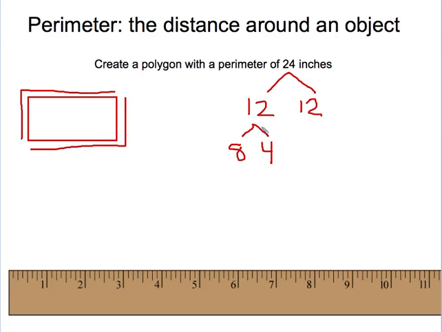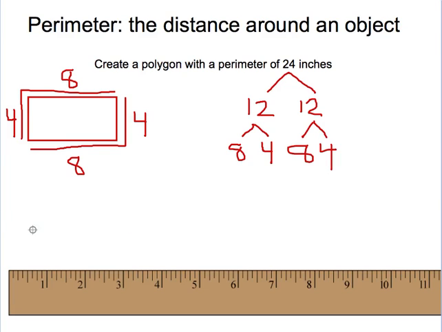Then I did some experimenting and I thought about what could be a short length and a long length that when I add them up together will give me my 12. I decided I was going to do 8 for my long length and 4 for my short length. When I put this all together, my long lengths are going to be 8, because when I divide this one up as well, I would have an 8 and a 4 as well. And my short lengths are going to be 4. When I add that up together, 4 plus 4 is 8, plus 8 is 16, plus another 8 is 24.